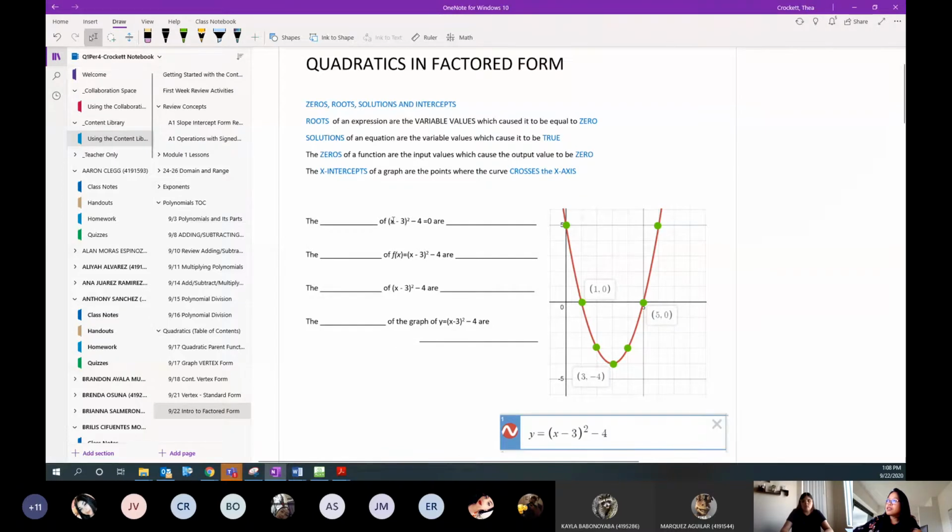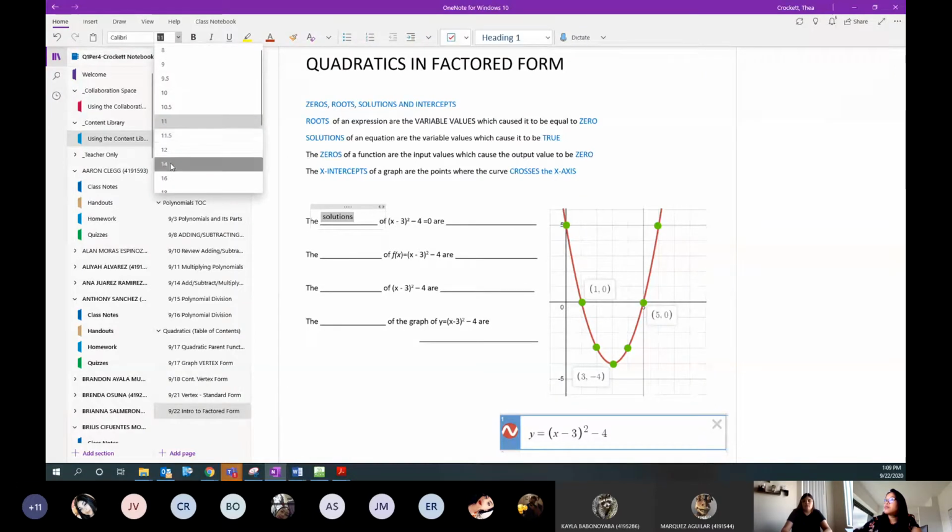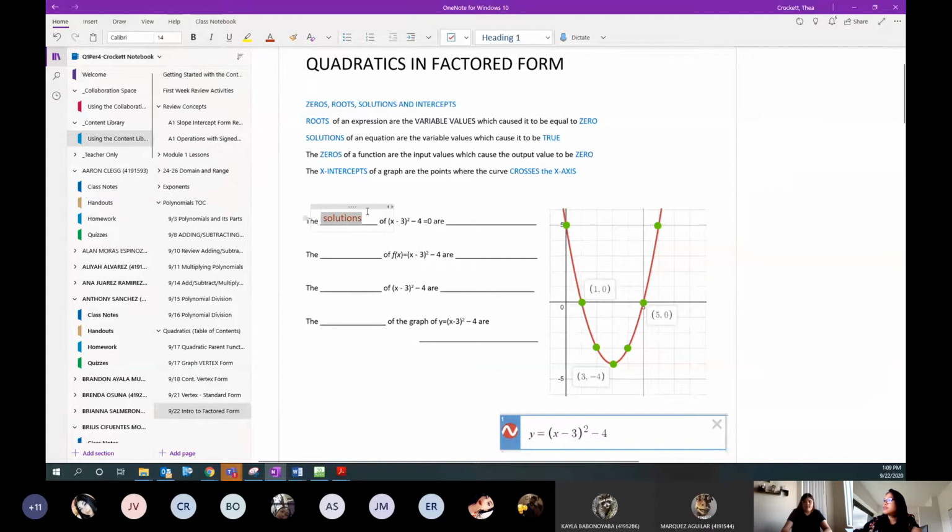All right, so the first example, you have the equal 0. That means this is an equation, and we're going to use the word solutions. So for the first, because that's an equation, we're going to put solutions. And then just make it bigger so it stands out. And then the solutions of the graph are 1 and 5.